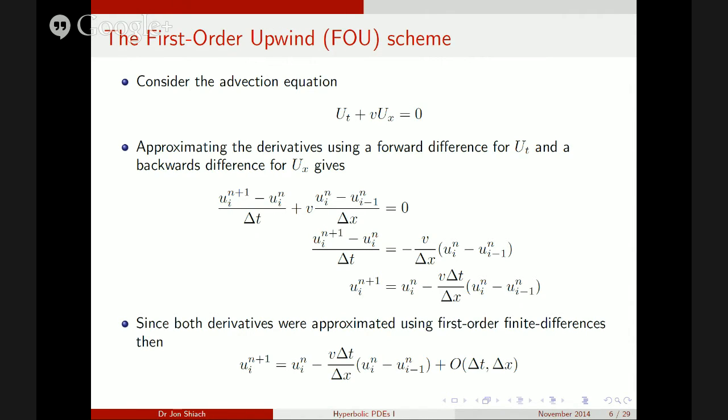Okay. What I did here is we approximated both derivatives using first order accurate finite differences. So using big O notation at the end here, I say this is order delta t, delta x. Remember what that means: as these steps, delta t and delta x, get smaller, we have a linear convergence to 0 for the errors. Okay, so that's what's called the first order upwind scheme. Well, actually, that's one part of it.